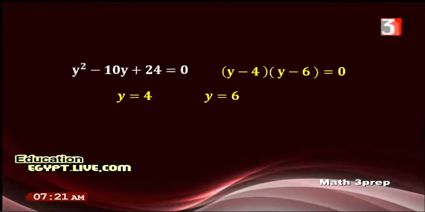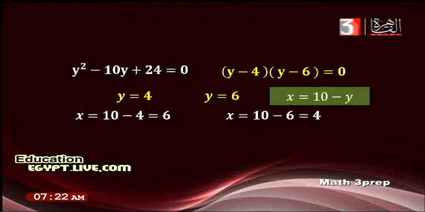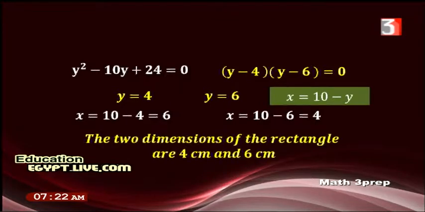Now you have obtained the values of y as 4 and 6. Can you find the value of x? Of course, yes. As x equals 10 minus y, so x is 10 minus 4 gives 6, or x equals 10 minus 6 to give 4. So in this case, we can say that the two dimensions x and y are 4 and 6. And we can say the two dimensions of this rectangle are 4 centimeters and 6 centimeters.